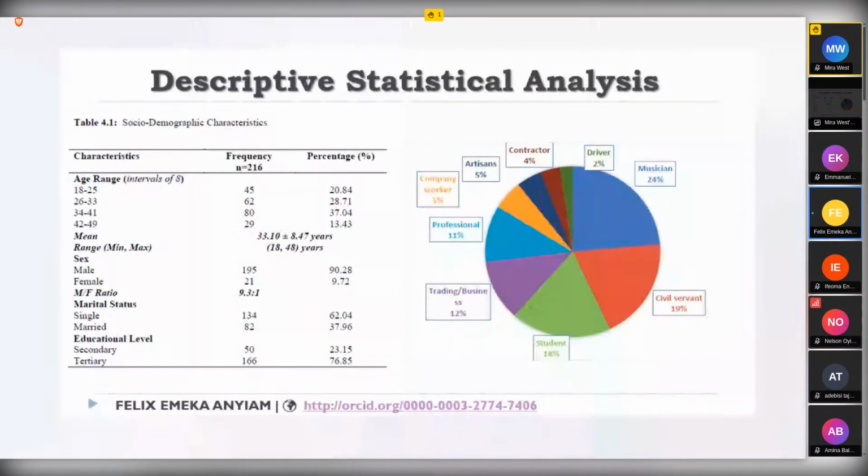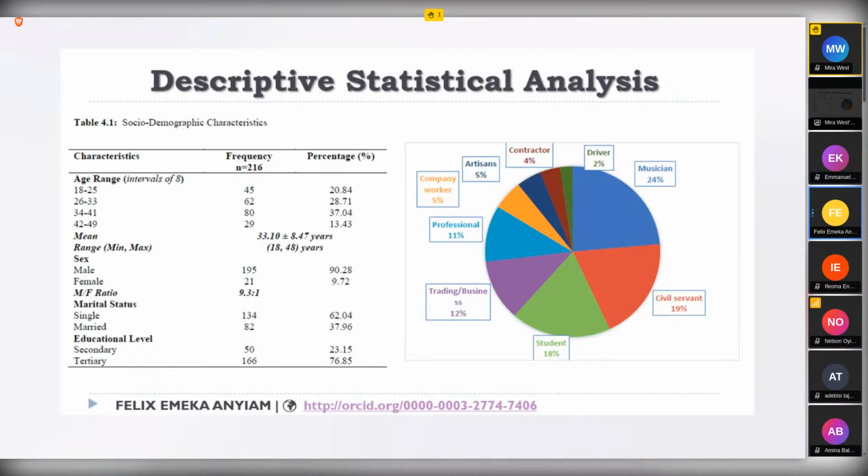So you have the counts. For sex, which is categorical, you can see that we have more males, 195, which gave us a percentage of 90.28 compared to females. The male-female ratio was 9.3:1. In this sort of study, we found there were more males because it's a study that had to do with musicians, so we had more males than females. For marital status, it was only single and married. For educational level, it was only secondary and tertiary. There were none for primary, and none for no formal education.